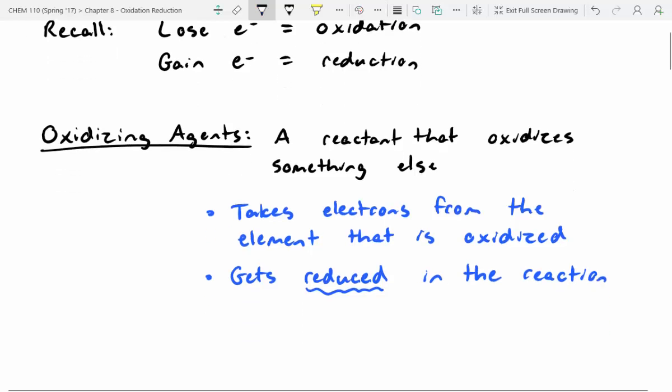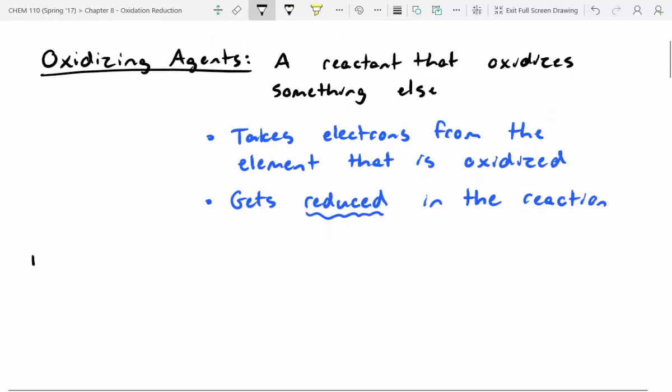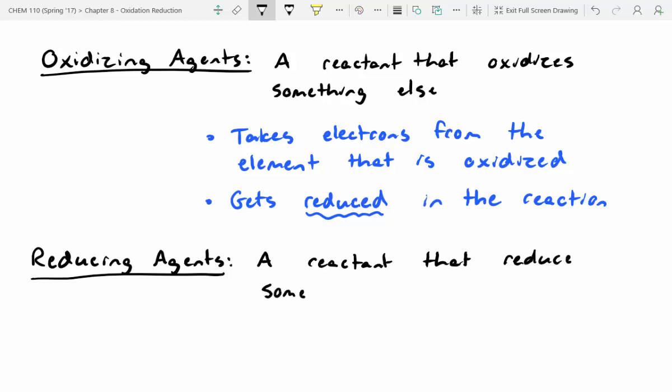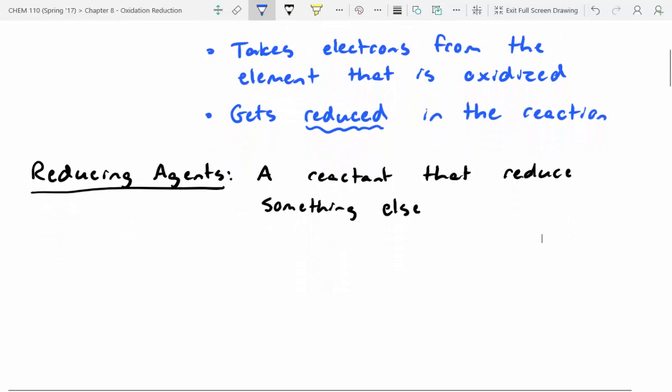Let's do the same thing for reducing agents, and then we'll do some practice problems. So reducing agents are a reactant that reduce something else. That means that it must give electrons to the thing being reduced.